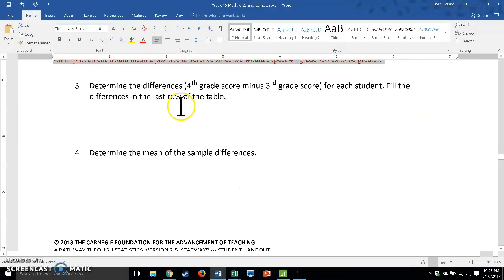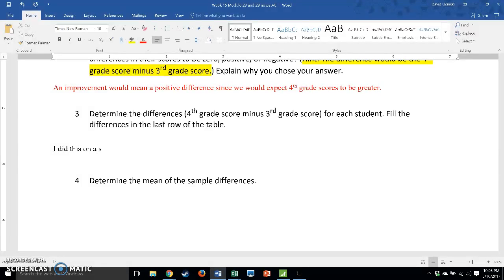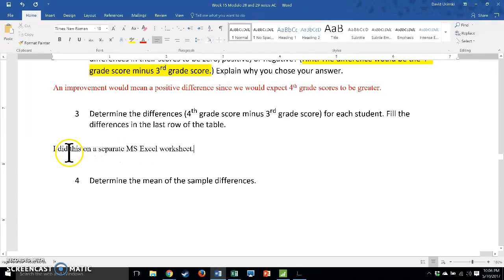Alright, so now it says determine the differences for each, and fill in the last row of the table. And then they want to determine the mean of the sample differences. Okay, so I did this on a separate Microsoft Excel worksheet. And let me just show you those differences. If you want to pause the video and write them down so that you have them, you can.